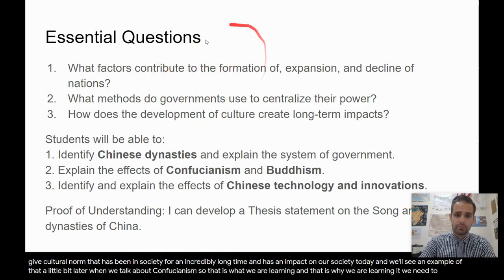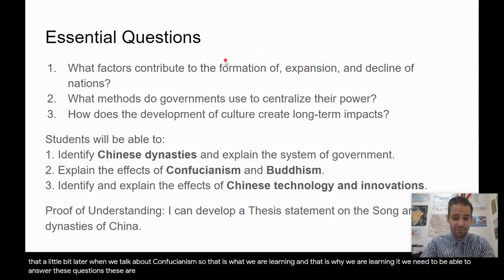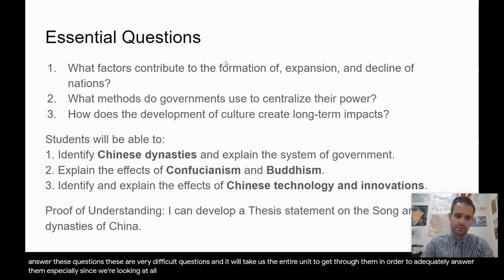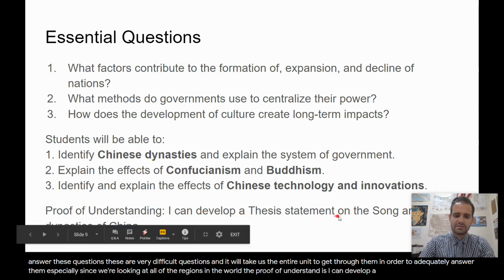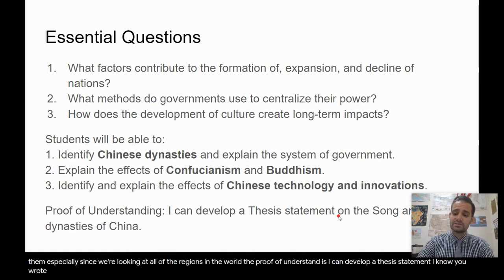We need to be able to answer these questions. These are very difficult questions, and it will take us the entire unit to adequately answer them, especially since we're looking at all of the regions in the world. The proof of understanding is that I can develop a thesis statement. I know you wrote thesis statements in English last year.